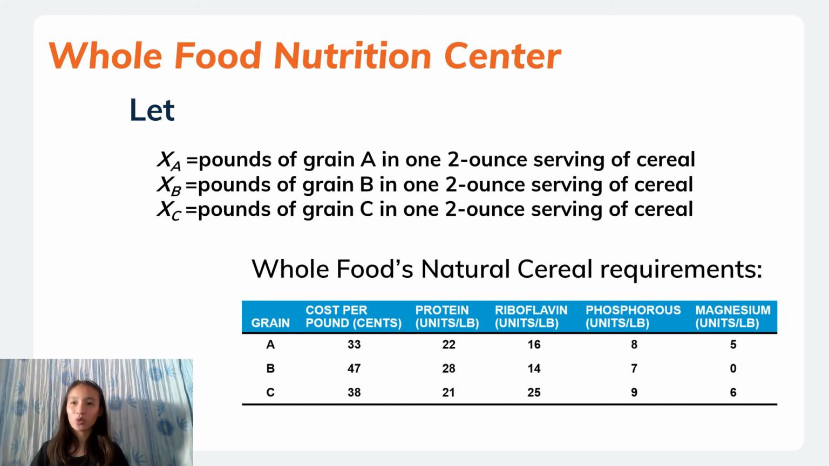In order to calculate the total cost, we must know the number of pounds of the grains used in 1 serving of the cereal. Also, the numbers in the table below are expressed in units per pound of grains, so defining the variables as a number of pounds of the grains makes it easier to calculate the amounts of protein, riboflavin, phosphorus, and magnesium. For the variables, we let x sub A be pounds of grain A in 1 2-ounce serving of cereal, x sub B be pounds of grain B in 1 2-ounce serving of cereal, and x sub C be pounds of grain C in 1 2-ounce serving of cereal.